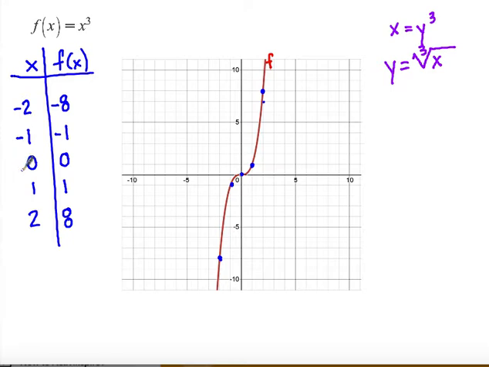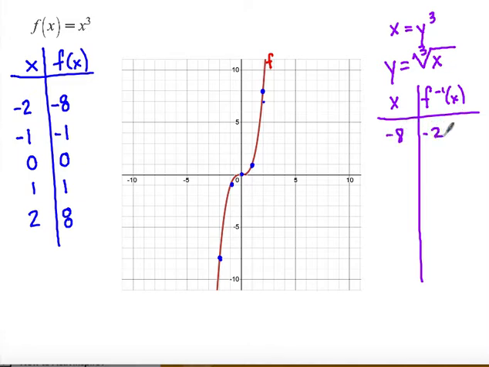Now what does that graph look like? Well, that graph's going to just look like the inverse of this. So basically I can flip my XY t-chart from my previous graph. And when I graph that, this is what I'm going to get. 0, 0 will look as if it did not change. 1, 1, and negative 1, negative 1 looks as if it doesn't change. But then I'll graph 8, positive 2, because that's the cube root, and negative 8, negative 2.